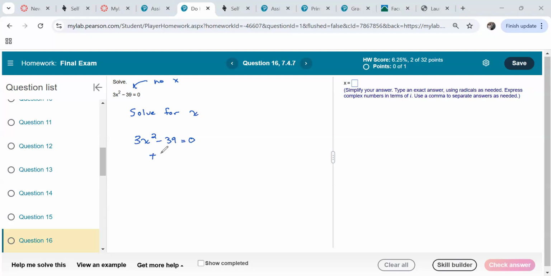First thing I'm going to do, I'm going to add 39 to both sides. Now I have 3x squared equals 39. Then I want that x squared by itself. I'm going to divide by 3, which is going to leave me with x squared is equal to 13. So if I have something squared equal to a number, that gives me two solutions. x is either going to be negative square root of 13, or x is going to be the positive square root of 13. And square root of 13 we can't simplify, so we leave it square root of 13.